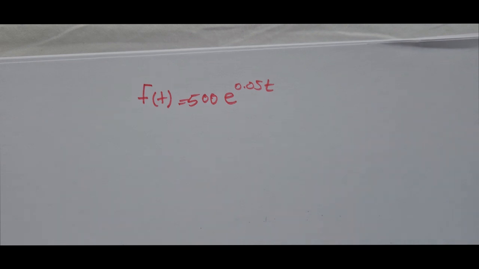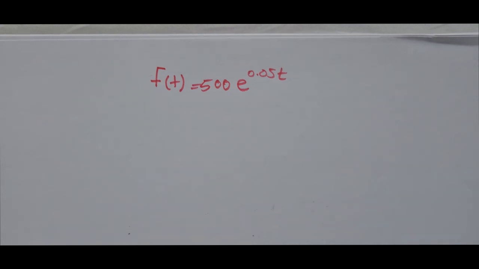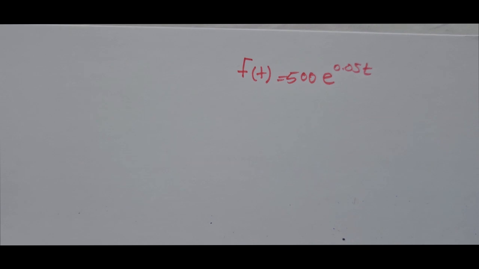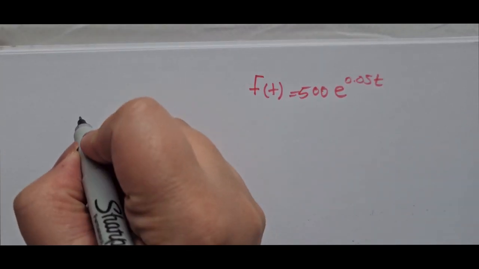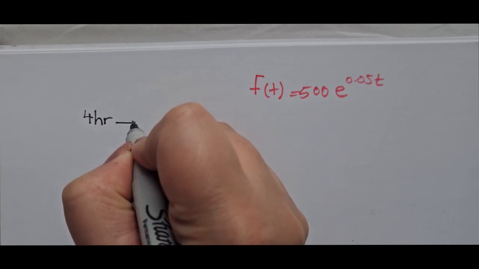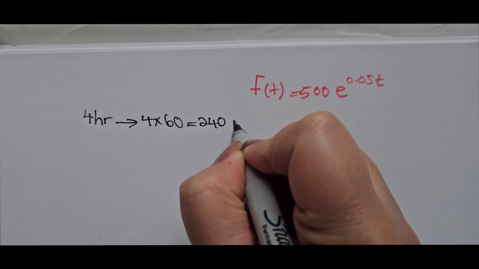Okay, so again, t is measured in minutes. It doesn't necessarily need to be minutes. It could be seconds, it could be hours, it could be days, it could be anything. But here it's given in minutes and they want you to find the population after 4 hours. So t is in minutes. We have to convert 4 hours into minutes, so 4 times 60, which is 240 minutes, right?